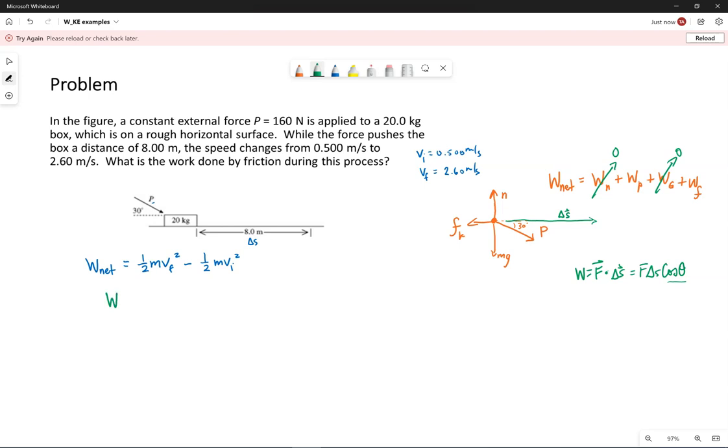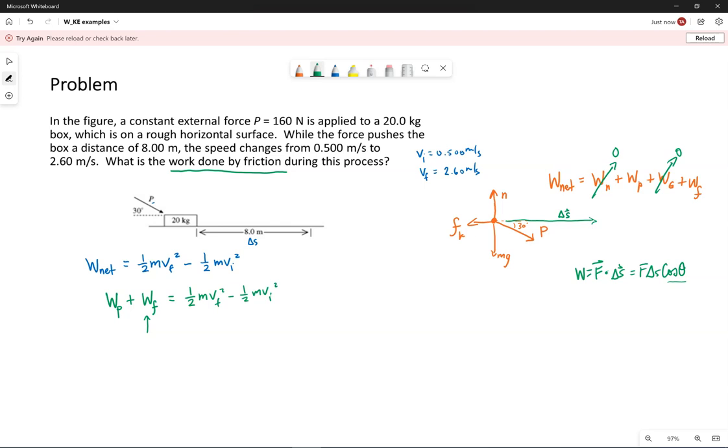So coming over to our work-kinetic energy theorem, we can say that the work done by the push, that external force, plus the work done by friction, that represents the net overall work done, that will equal the 1/2 mv final squared minus 1/2 mv initial squared. Now this particular problem is asking us for the work done by friction, so we're only wanting to find this term, the work of friction.